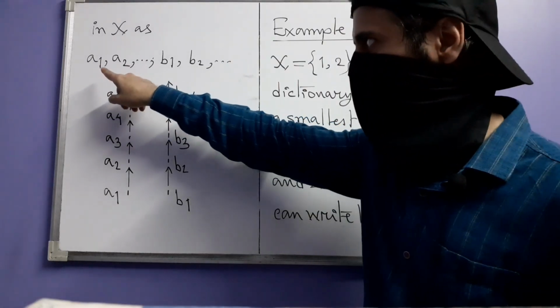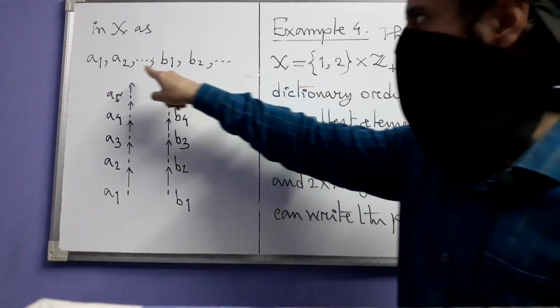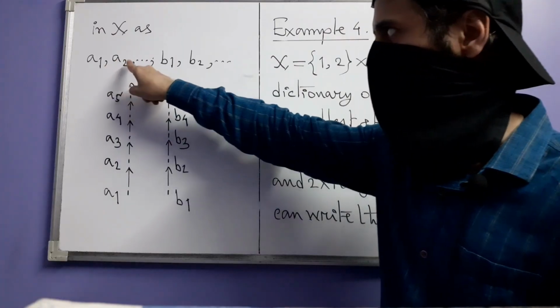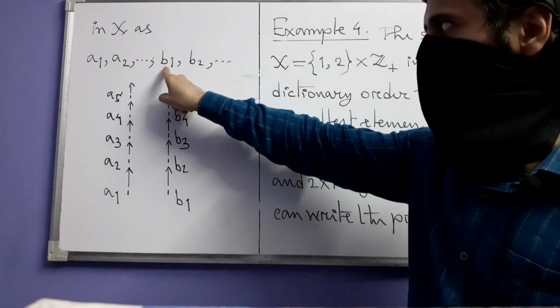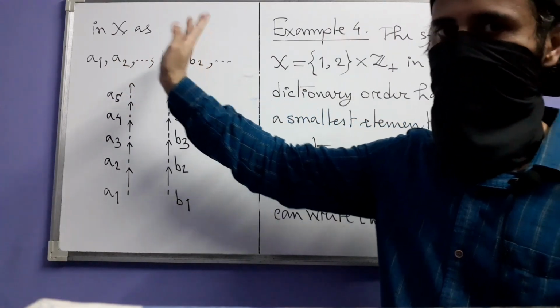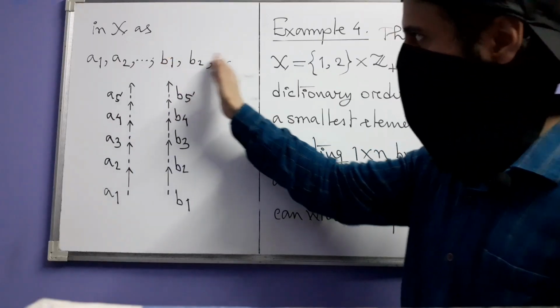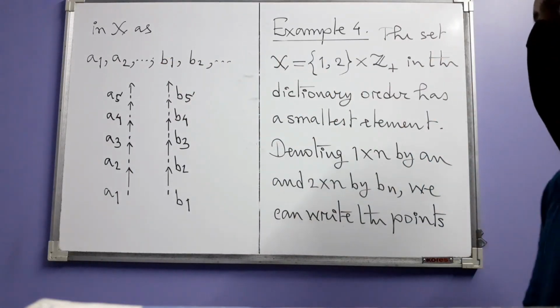Actually, that itself is shown here. The smallest is a1, then the order increases like that. But the b's are all greater than all the a's, and then it increases in that direction.